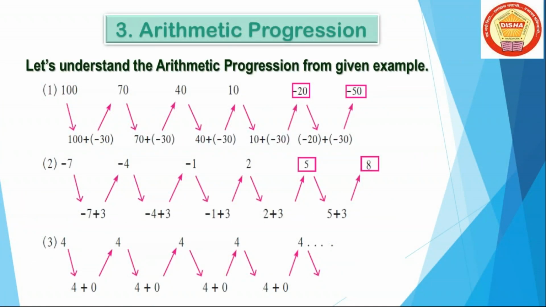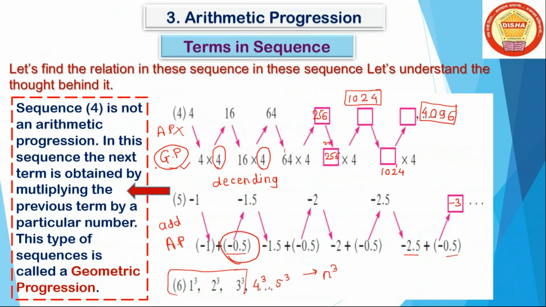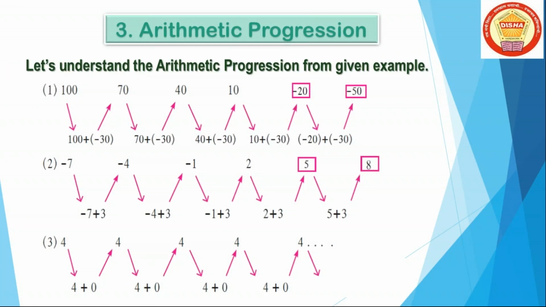Then here we see some examples. The next part is arithmetic progression. Here we see arithmetic progression because in our syllabus only arithmetic progression is included. Geometric progression is not included in our syllabus. So we see the meaning of arithmetic progression. To understand the meaning of arithmetic progression, some examples are given here.